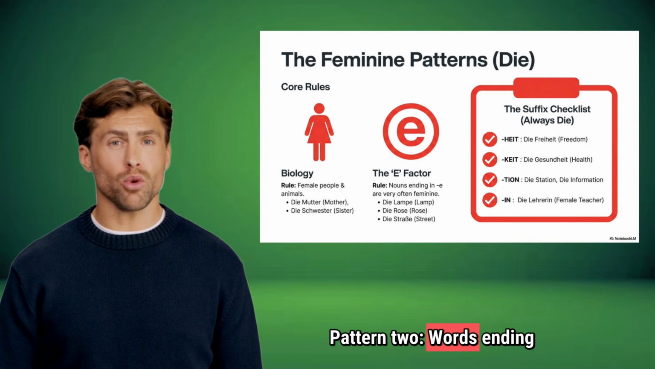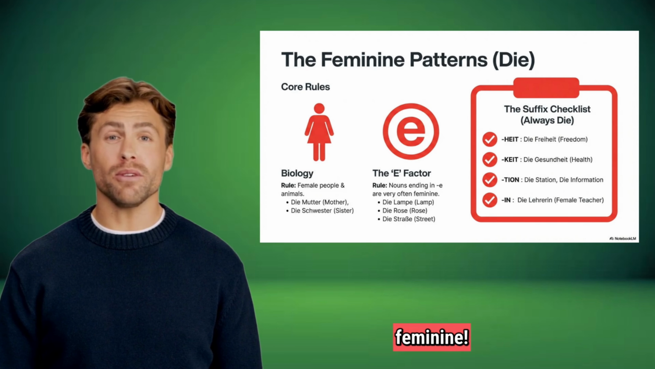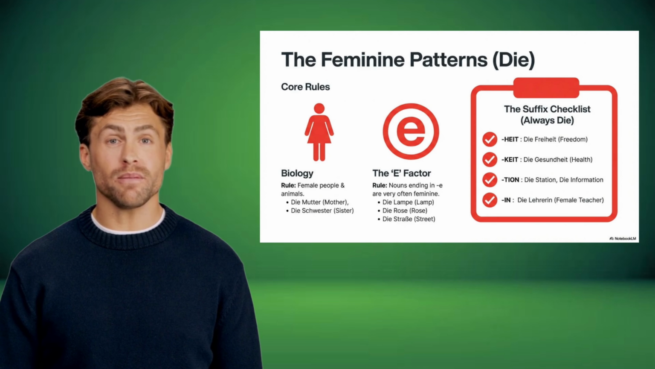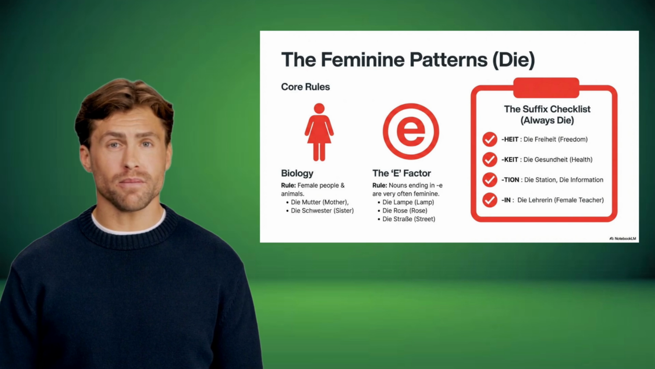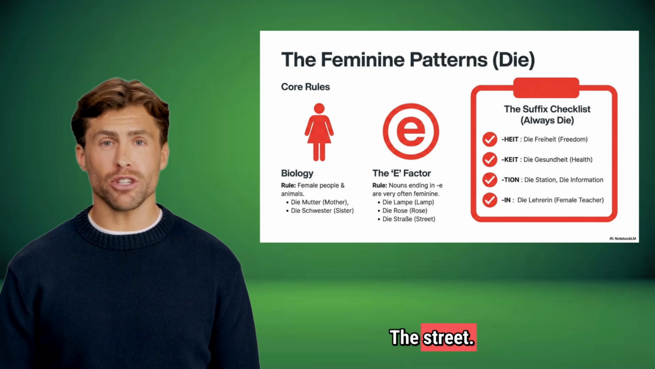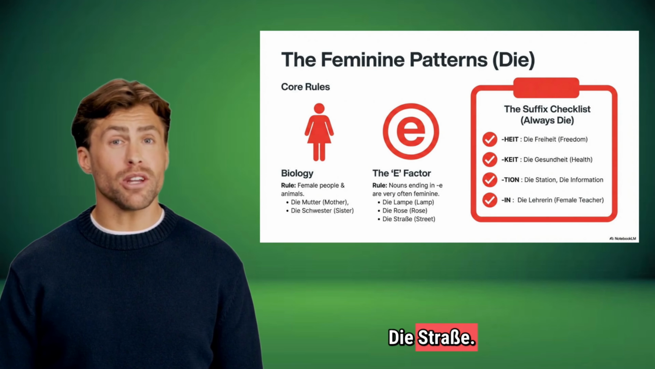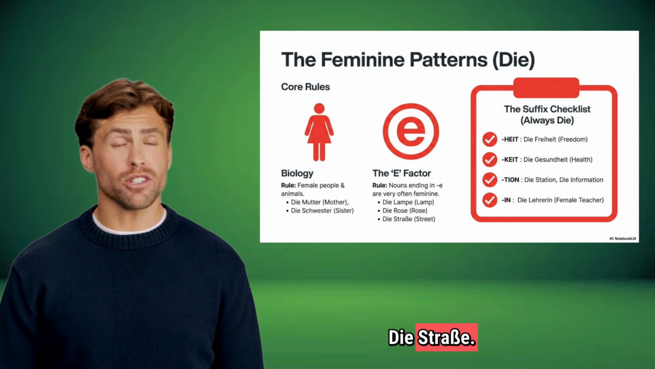Pattern 2. Words ending in e are often feminine. This is huge. The lamp. Die Lampe. The rose. Die Rose. The street, die Straße.